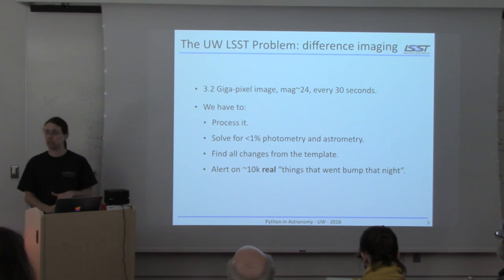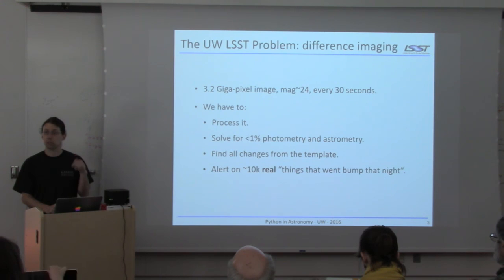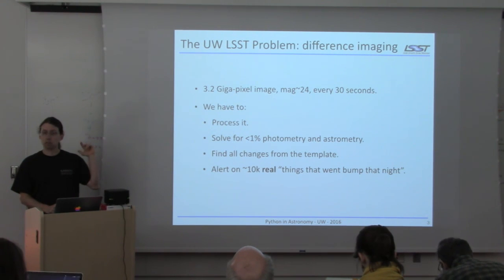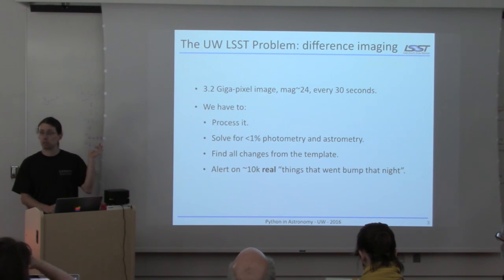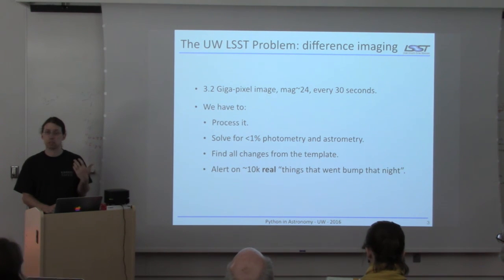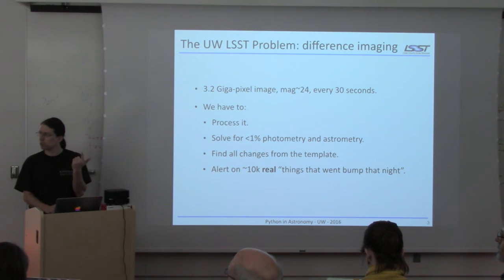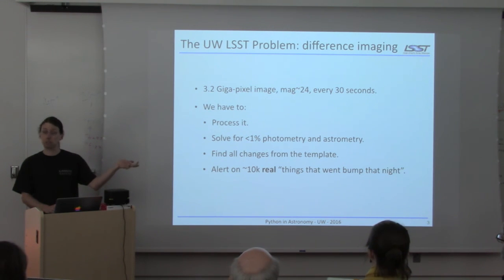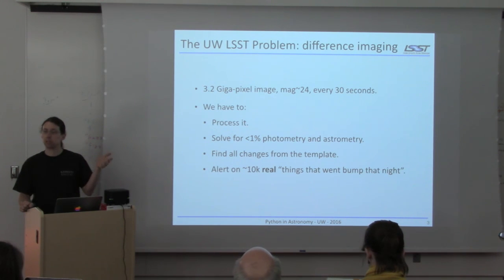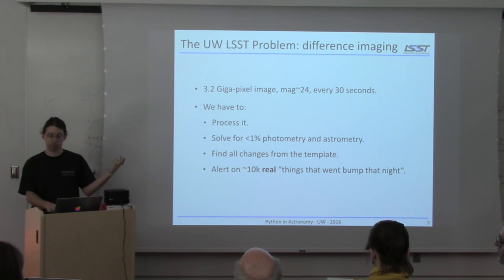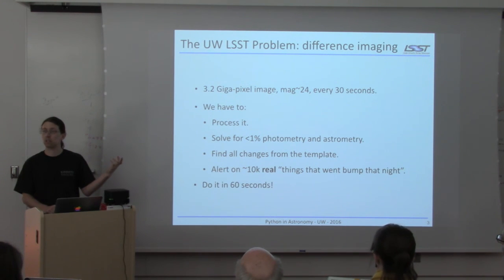UW, actually, the group that I am in here, has a very particular problem, which is the difference imaging problem. So again, 3.2 gigapixel image every 30 seconds, down to magnitude 24. That's the depth of the SDSS Stripe 82 coadds every 30 seconds. We have to process it, solve for sub 1% photometry and 2-3 milliarcsecond astrometry, find everything that changed from the template image, and alert on the 10,000 real things that went bump in the night since you created the template. And here's the kicker. We have to do that in 60 seconds.